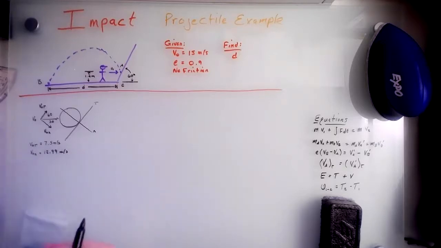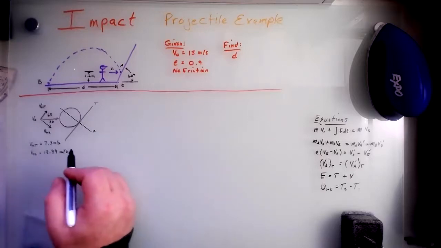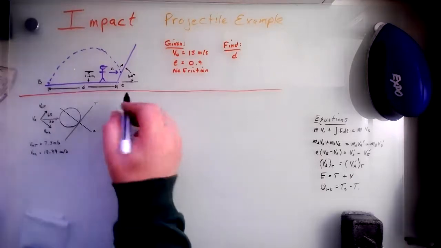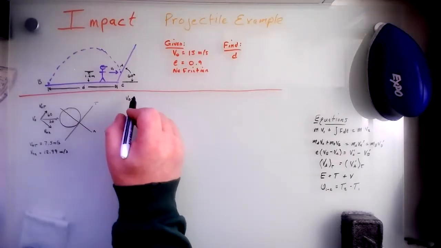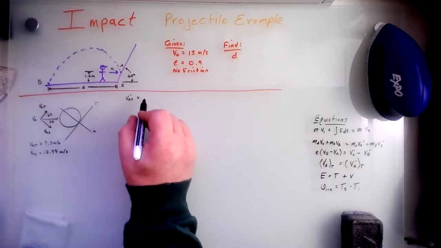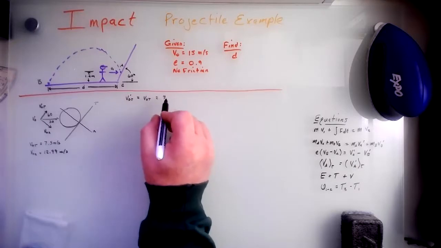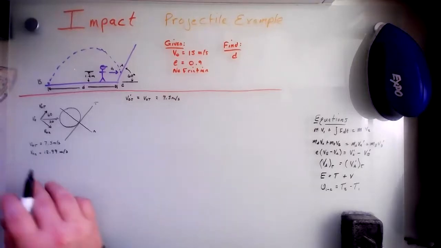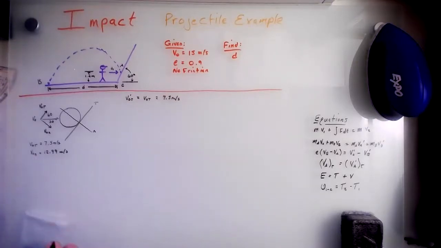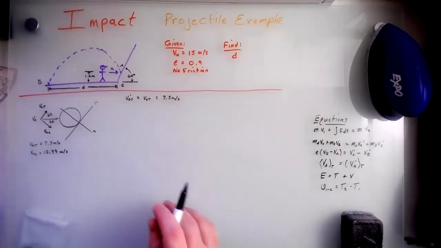So what we know is that V naught T prime is equal to V naught T, which is 7.5 meters per second. Unfortunately, the normal direction is not quite so straightforward, but that's all right.